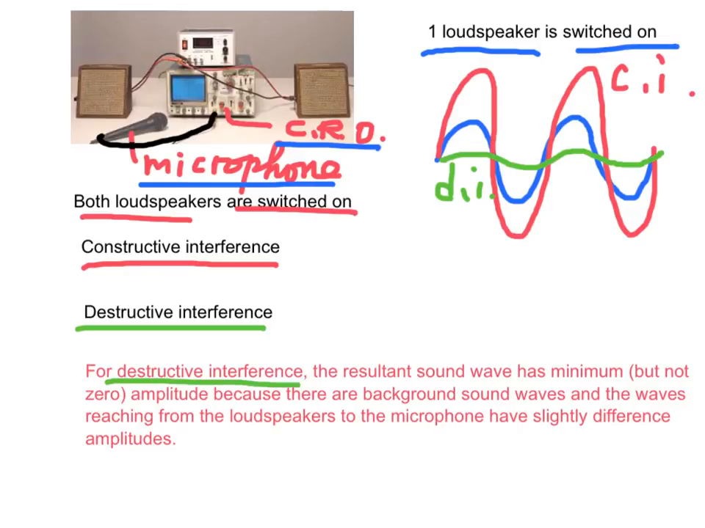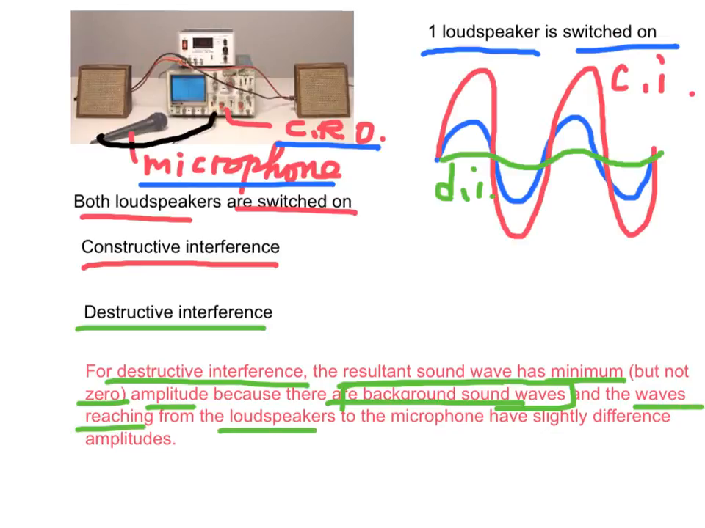Even for destructive interference, the resultant wave shown on the CRO screen is not zero, but has a minimum amplitude. There are two reasons. First, there are sound waves from the background, which we call background sound wave. Second, the waves reaching the microphone from the loudspeakers have slightly different amplitudes. Therefore, they cannot cancel exactly.